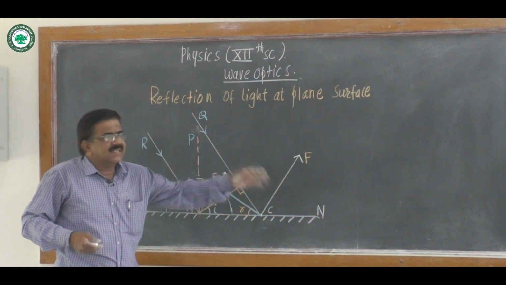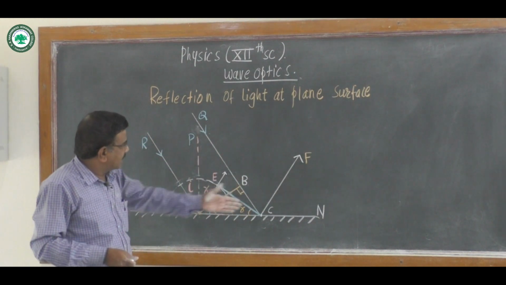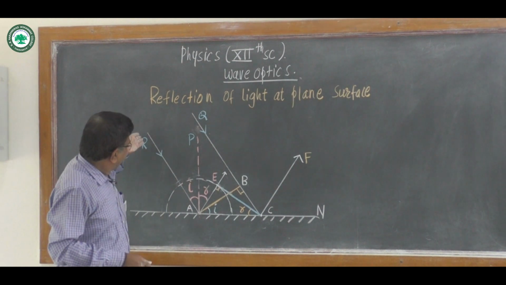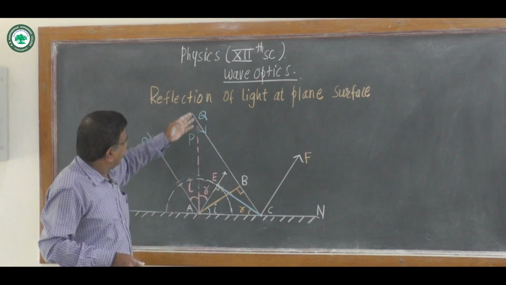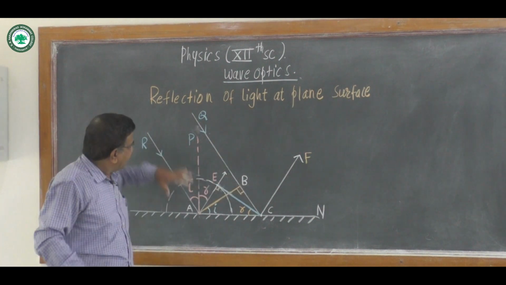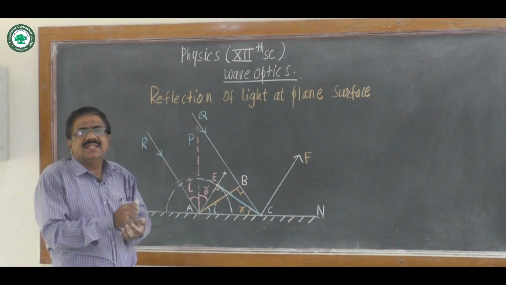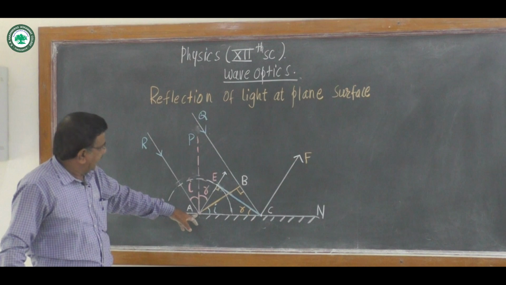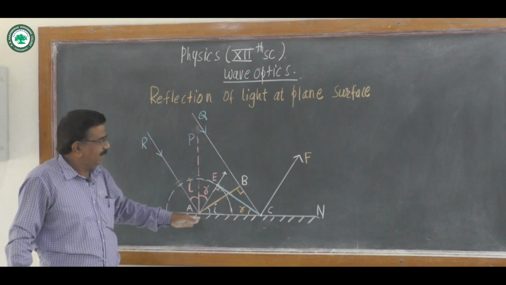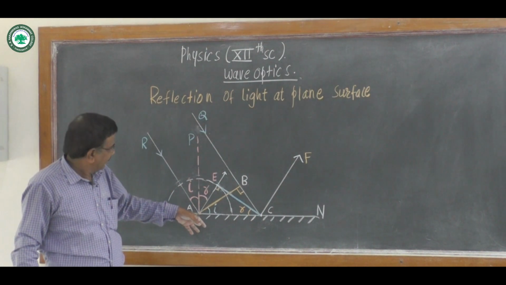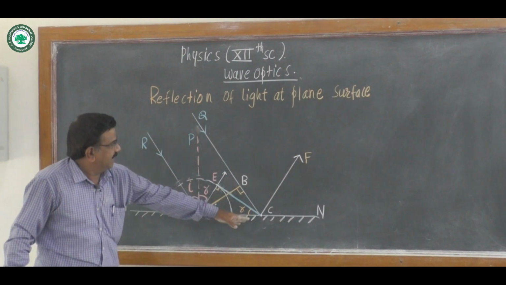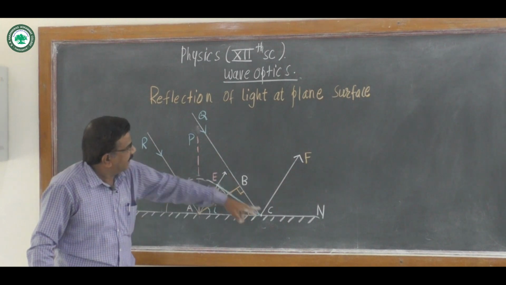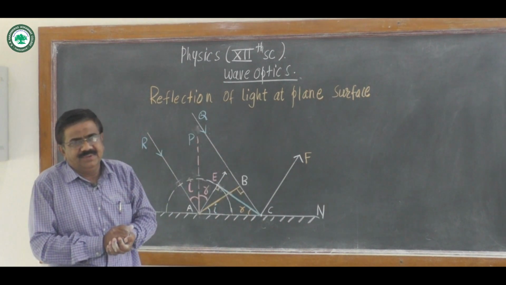This XY is a plane reflecting surface like a mirror. The incident rays PA and QB are incident on this reflecting surface. At point A, we draw the normal PA. After reflection, the reflected rays move along AE and CF. Very simple diagram.